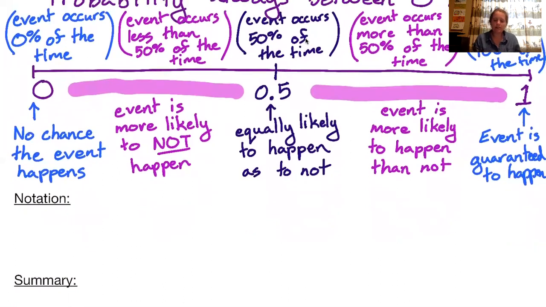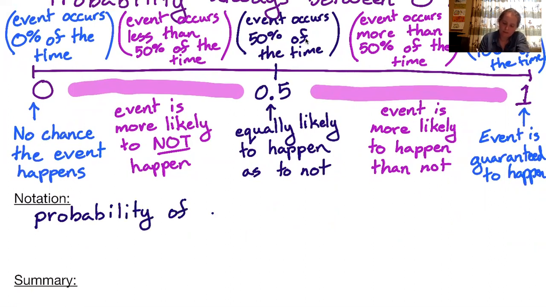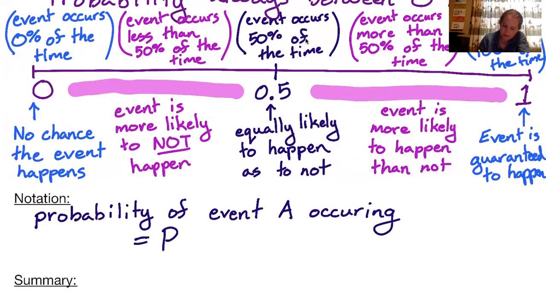In terms of our notation, if we call an event A, the probability of event A occurring is written with a capital P for probability, and then in parentheses, A. So this is the probability of A.